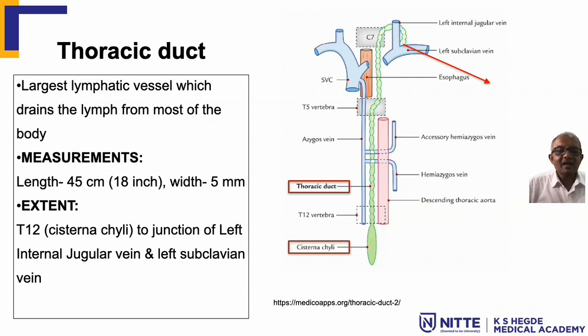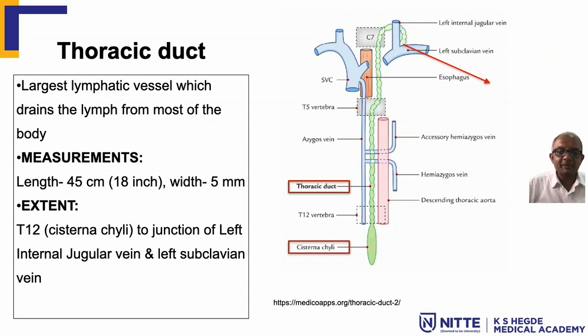Let's now come to the last part of the lymphatic drainage of the thorax. Let's talk about the thoracic duct. It is the largest lymphatic vessel which drains the lymph from most of the body. Look at the image. The thoracic duct is shown in green color. It measures approximately 45 centimeters and it's around 5 millimeters wide.